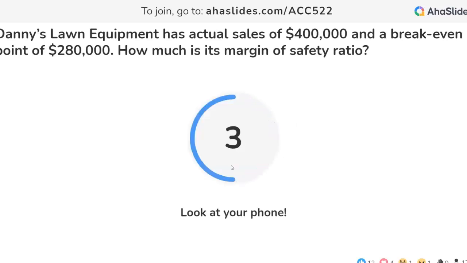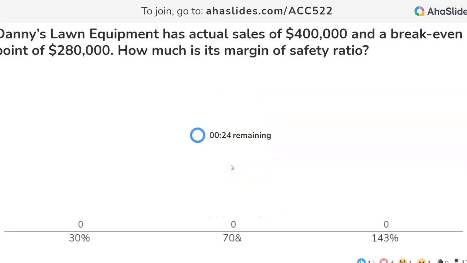Dan, get your calculator out. Dan's lawn equipment, total sales of 400 and a break-even of 280. How much is the margin of safety ratio? So now you have to come up with the margin of safety in total dollars, and then ratio means percentage of sales or selling price. In this case, it's a percentage of sales.